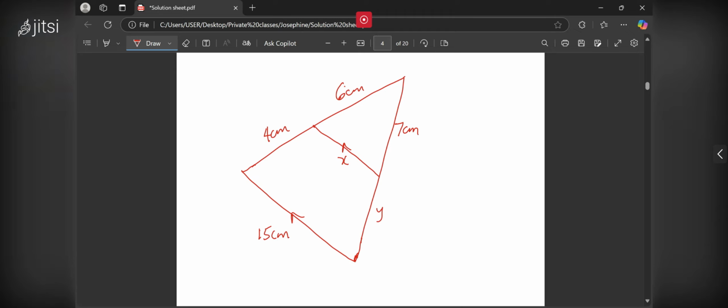Find the value of x and y. So let me label it: X, Y, Z, P, Q. Find the value of x and y. So let me pause the recording.